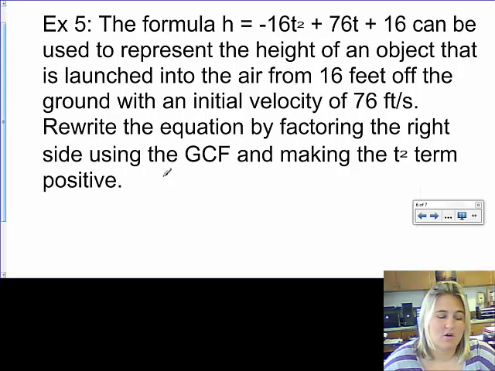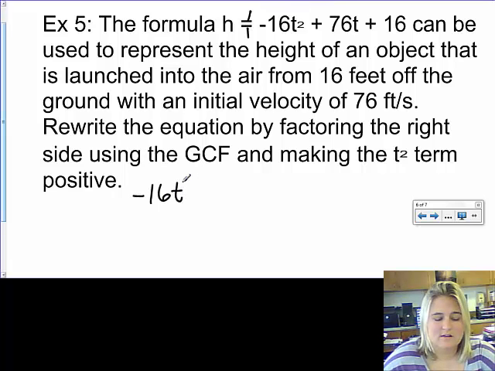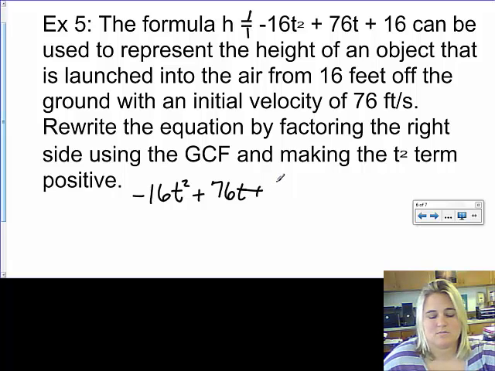So I'm going to start by rewriting the right side because that's all it wants me to work with. It says rewrite the equation by factoring the right side. So the right side is the right side of the equal sign, which is all of this right here. So I have negative 16t squared plus 76t plus 16.